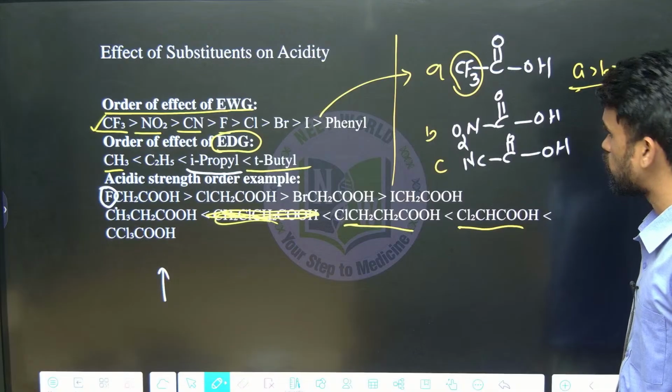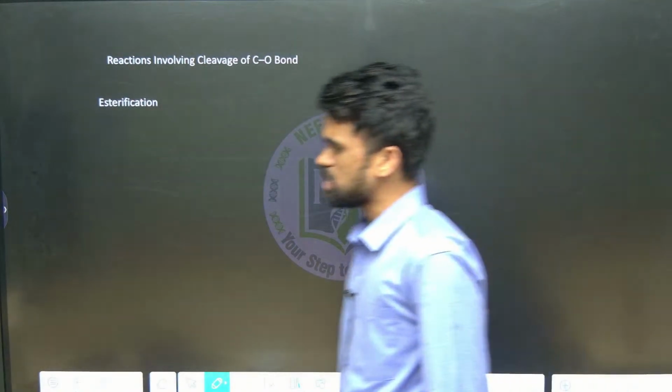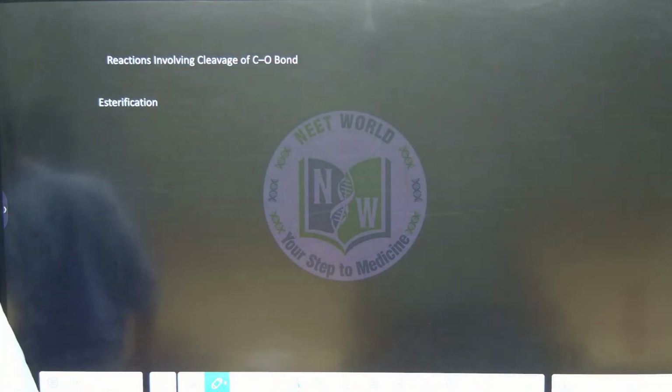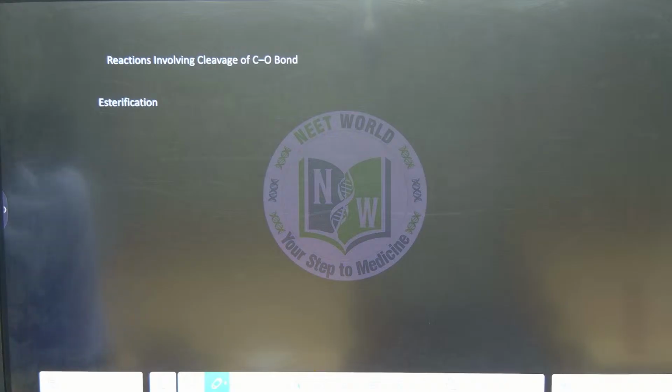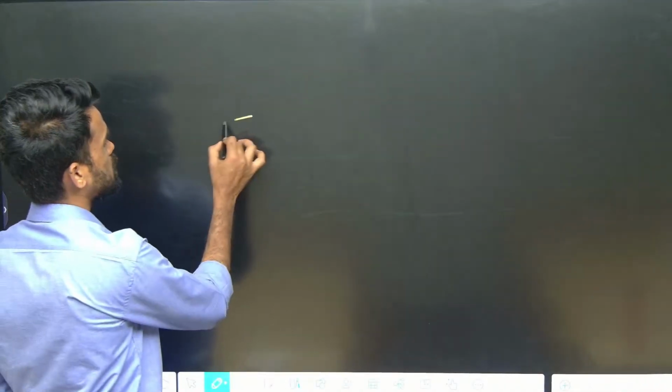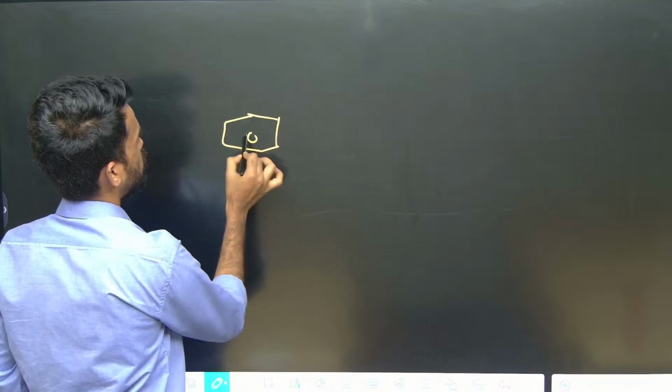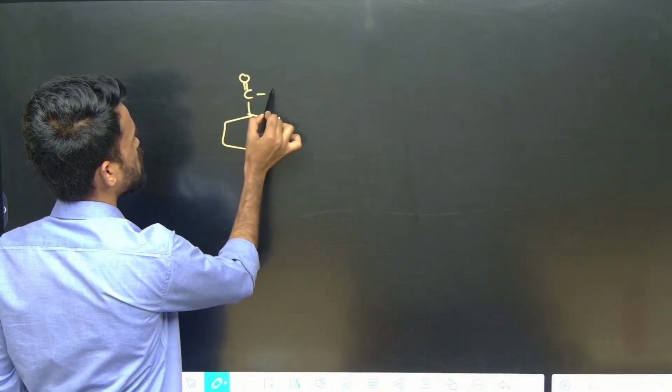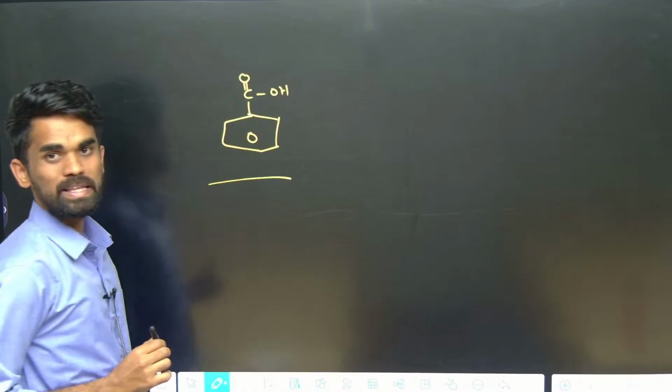Right, let's move forward. Some reactions we will understand, and before those reactions, I just wanted to mention a few more things here. Listen to this. Till now we have discussed aliphatic examples, so let us see some aromatic examples also. What is the name of this compound? It is called benzoic acid.